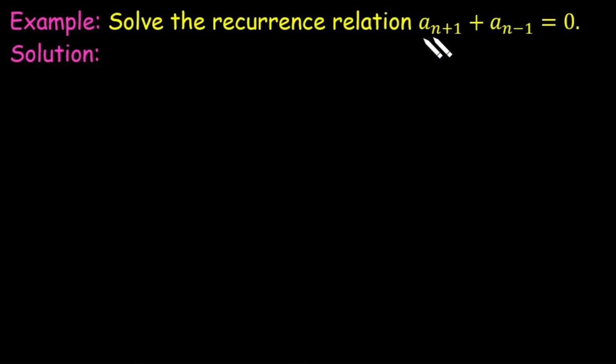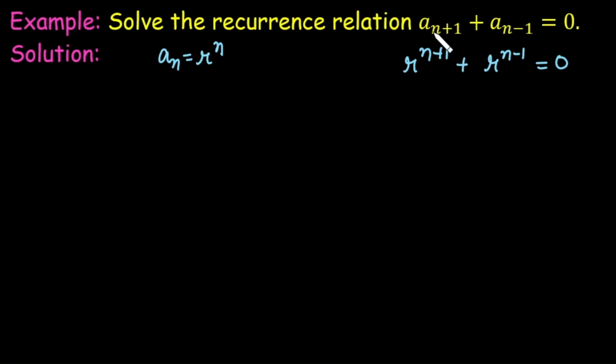Let's take one more example. Here we have this recurrence relation. We need to solve this one. As per this one, we have a_{n+1} + a_{n-1} = 0. Procedure is same. We will plug a_n = r^n. So in this case, we can write r^{n+1} + r^{n-1} = 0.